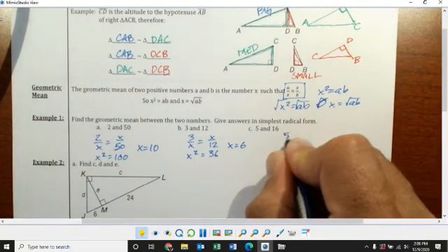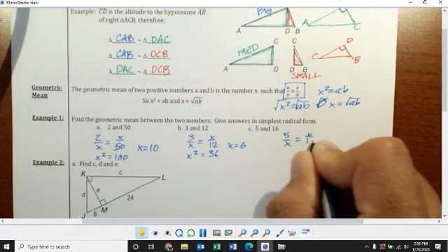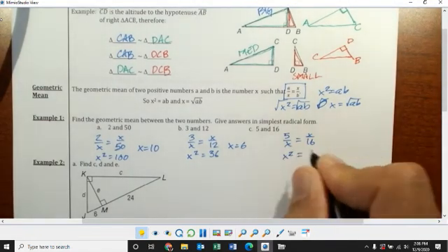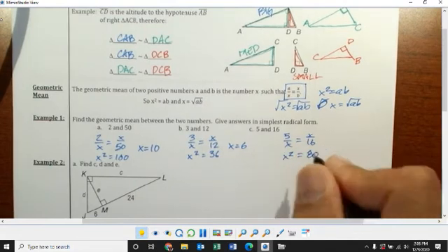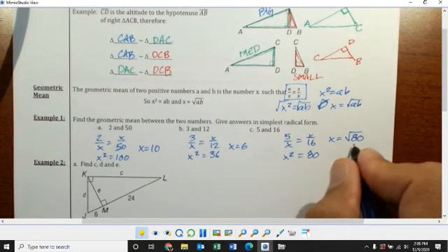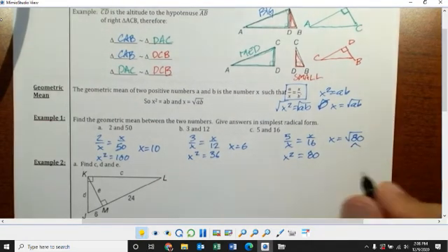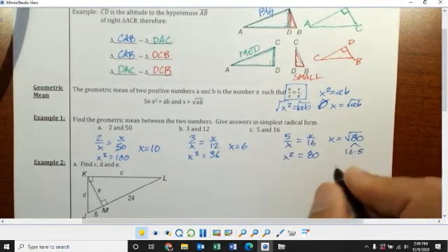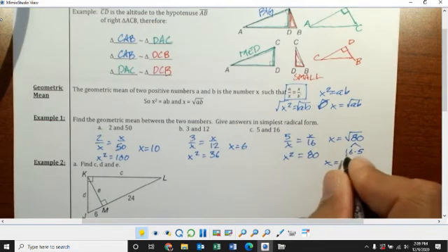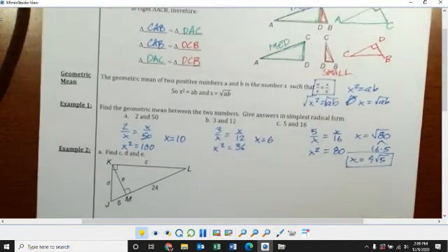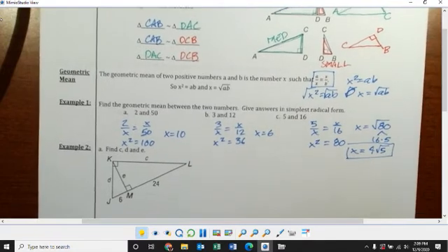Now what if 5 over x equals x over 16? What if it doesn't work out to be a perfect square? This is x squared equals 5 times 16 is 80. So now I know that x is the square root of 80, but 80 is not a perfect square. So just as before, we're going to do our factor tree. Well, I know 80 is 16 times 5. So that means x is the square root of 16, which is 4, and the square root of 5 stays in the radical. Simplest radical form. So that's how we're going to want all of our answers presented to us.